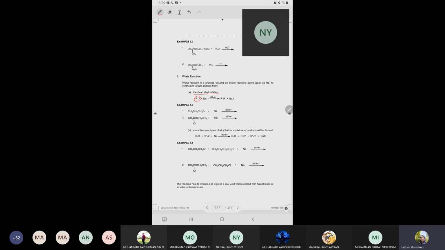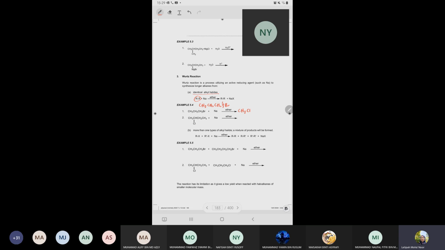Okay, maksudnya apa? Contoh yang ni. Nombor 1 ni, harap-harapnya dah ada jawapan dalam buku awak ya. Dia ada 3 kat sini. So, ni Br. Ataupun saya lukis mula ni. CH3, CH2, CH2, Br. React dengan Na ether. So, apa yang berlaku? Bond akan putus kat sini. Okay, so what will happen?